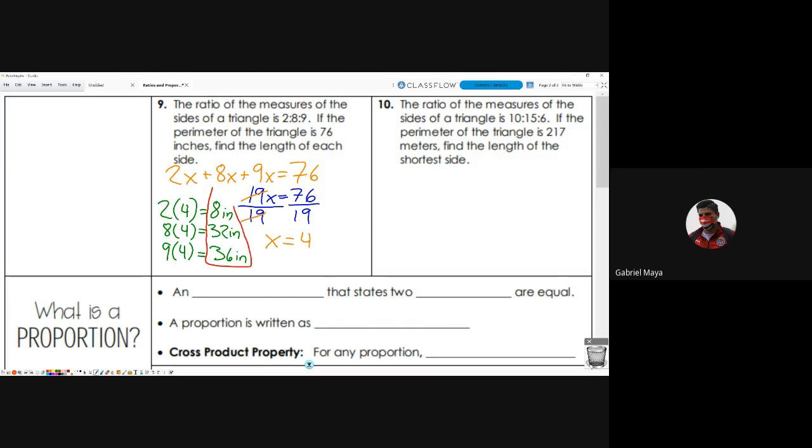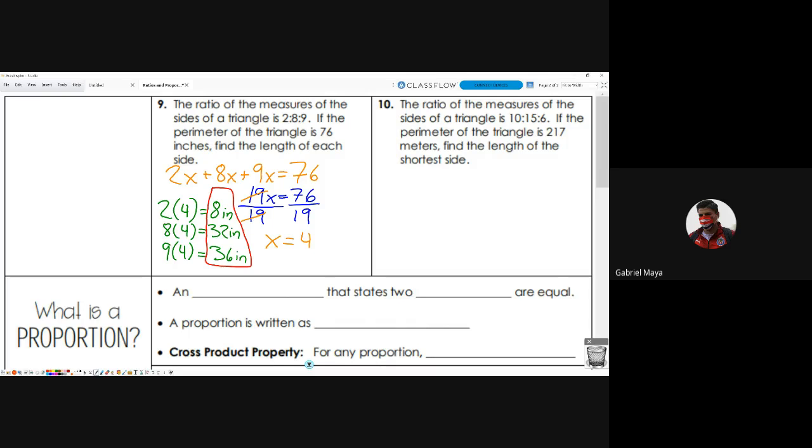If they give you guys units and they're asking you for something, make sure you put the units, okay? Because in the future you might encounter situations where you didn't put units, so they dock you points. So make a habit of that. Include units. So find the length of each side: 8 inches, 32 inches, 36 inches. Okay. Does it say each side? Yeah, it says each side, not the longest.